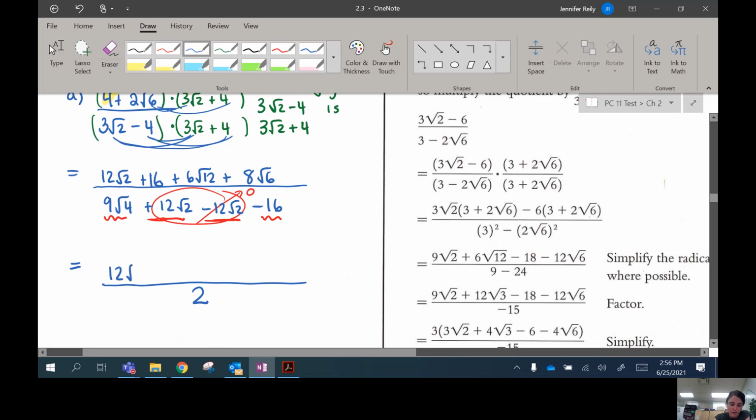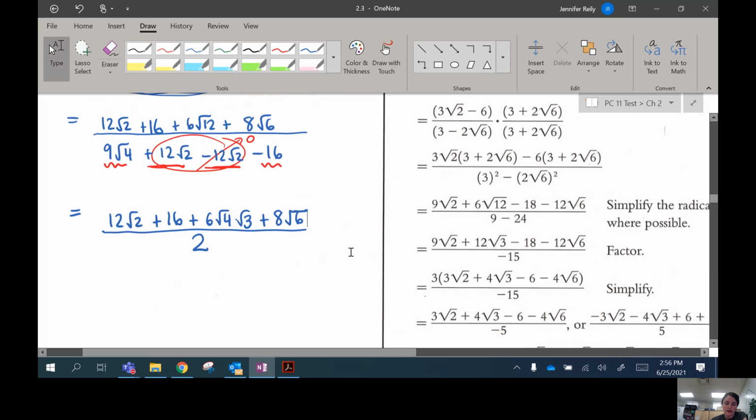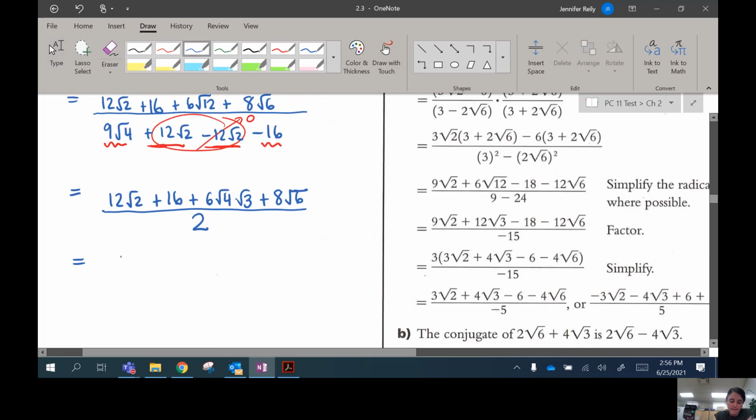So we have 12 root 2. We have a 16. 6 root 12, I can break that up, 12 can be broken up into 4 and 3. 8 root 6. So you should write mixed radicals if you can. So finally, we end up with 16, 12 root 3, 8 root 6. None of the radicals in the numerator are like, so we can't combine any of them together.